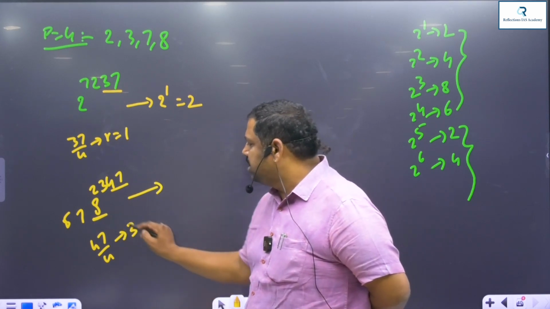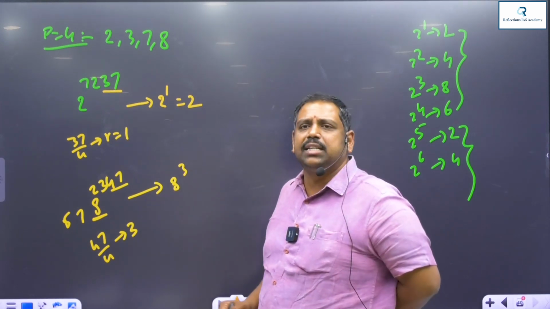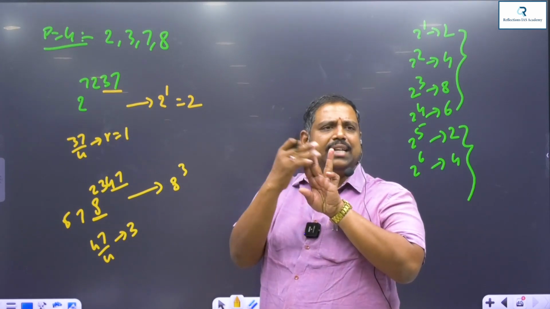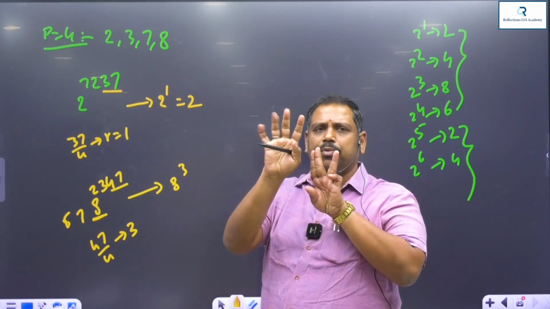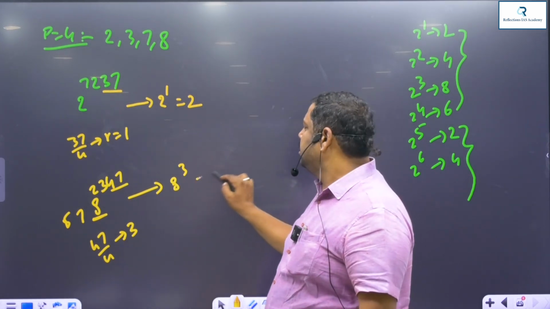Then 8 power 3, not 2 power 3. 8 power 3 is how much here? 512. If you don't know, 8 into 8 into 8: 8 8s are 64, means 4. 4 8s are 32, means 2. Got it? So like that, the units place is how much?